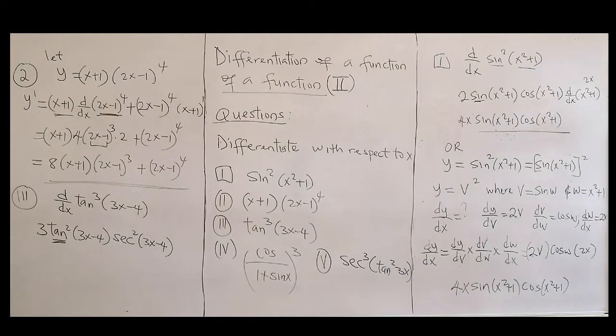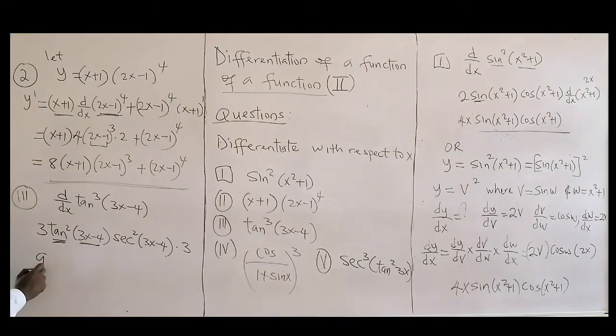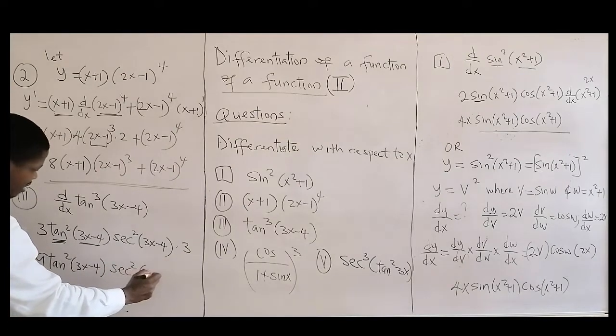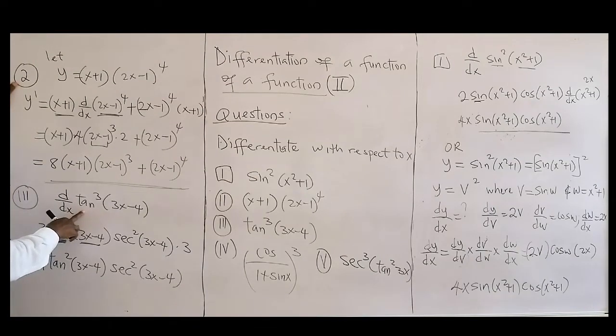Okay, and finally, times the derivative of that function inside, times 3. So the answer is what? 9 tan square (3x minus 4), and then sec square (3x minus 4). You just have to confirm that the derivative of tangent is sec square. And that's that.